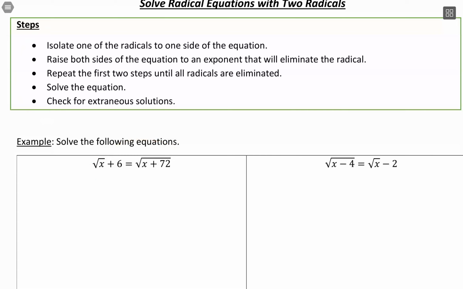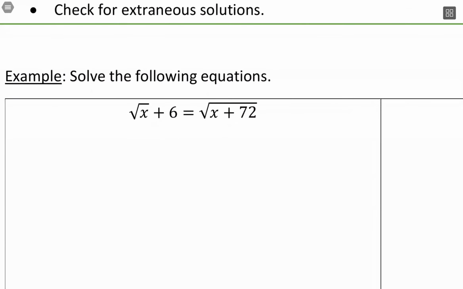So our first step is to isolate one of the radicals on one side of the equation. Doesn't matter which one. I do typically choose the one that's messier, like this. Having this square root of x plus 72 alone, that would have been my choice to isolate rather than the square root of x, but in the end, it doesn't matter because it's all going to solve to the same thing.